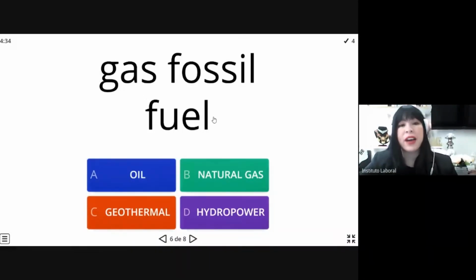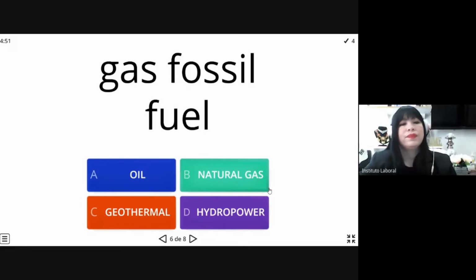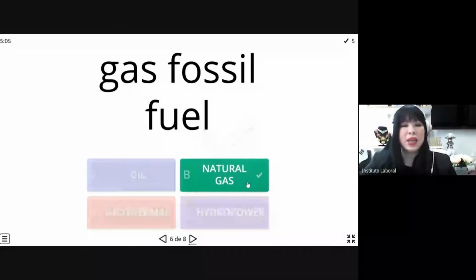Now we have an energy that is a gas fossil fuel. It is oil, natural gas, geothermal, or hydropower. How do you call the energy that comes from gas fossil fuel? A, B, C, or D? B, natural gas. Excellent. Congratulations. Very good.